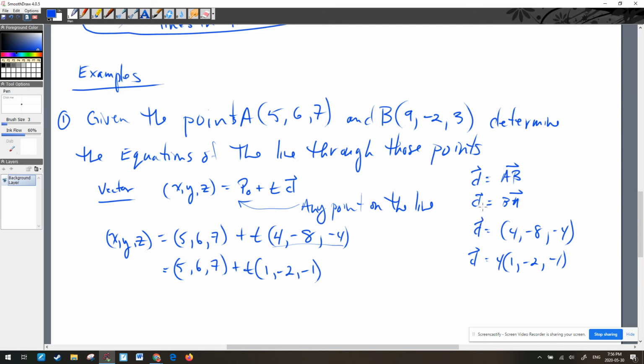Now, had you gone the other direction, this direction vector I just found was AB. If you did BA to get from B to A, it would have been the same direction vector. So imagine I said the direction vector that I want is BA, and we found it.